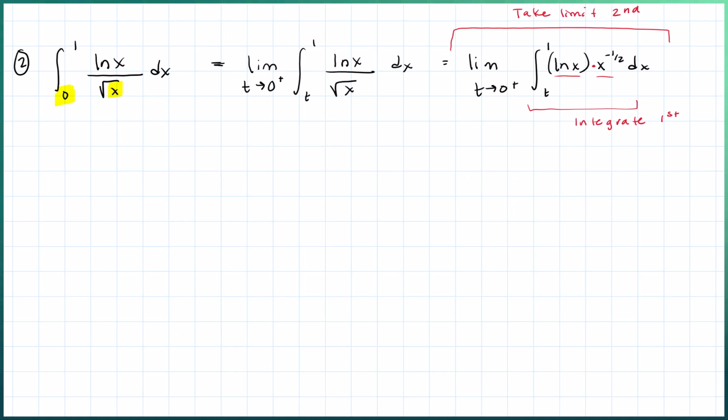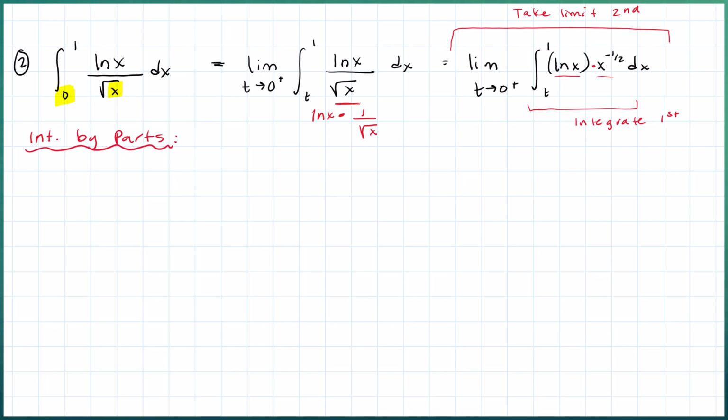I'm seeing that product, whether we see it here or right here. We could also think of that as the natural log of x times 1 over the square root of x. But either way, integration by parts seems to be a good route to go. So we'll go integration by parts.